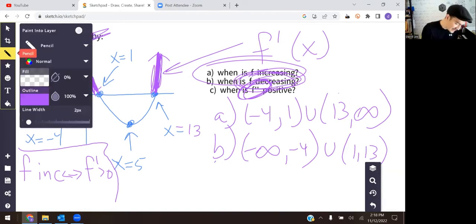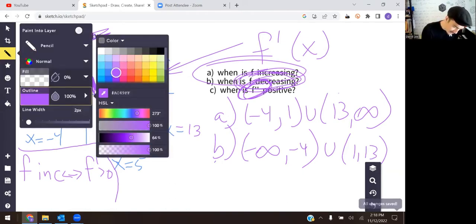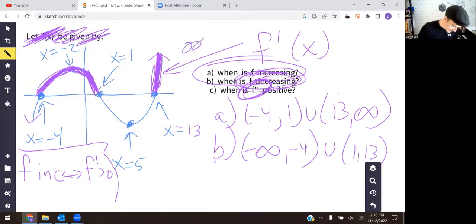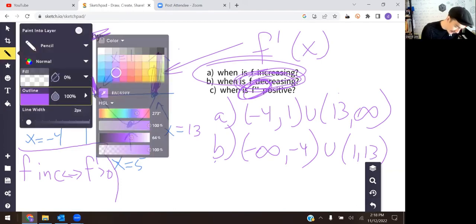Well, how about I do this? Let me see if I can really switch colors. I don't know why my computer is acting up. Can I go to yellow? I think I have to restart my computer, but whatever.